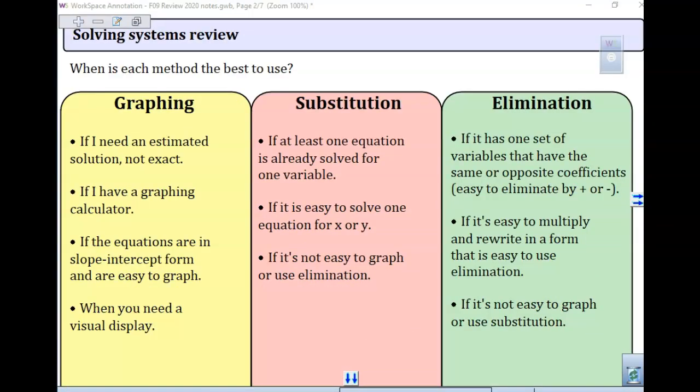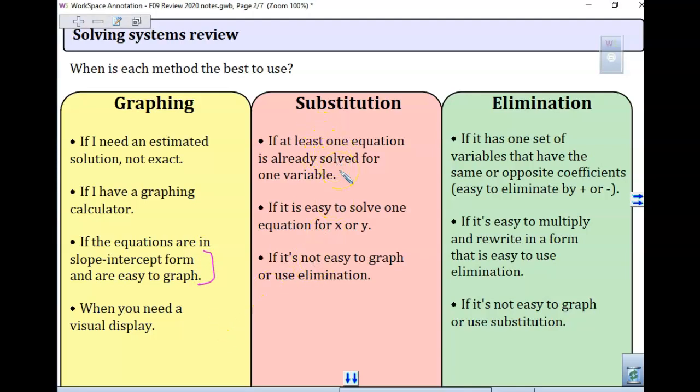As you take a look, we're reviewing for our quiz. When is each method best used? Well, graphing is not good if you have to estimate, but when we're looking for an exact solution, sometimes graphing might not be the best way. Sometimes if you can use a graphing calculator, that's going to help you. If the equations are in slope-intercept form, which on the quiz tomorrow they will both be, and when you need a visual display, you would use graphing.